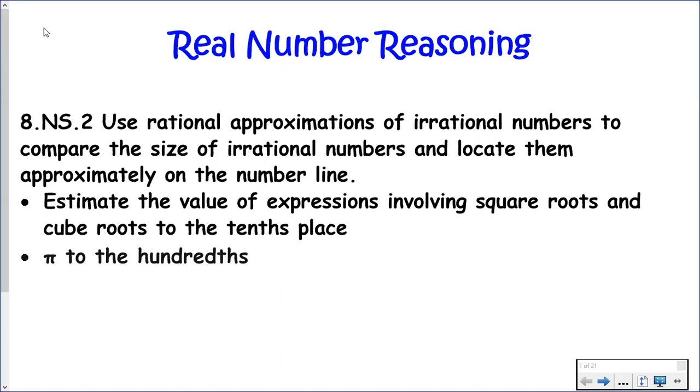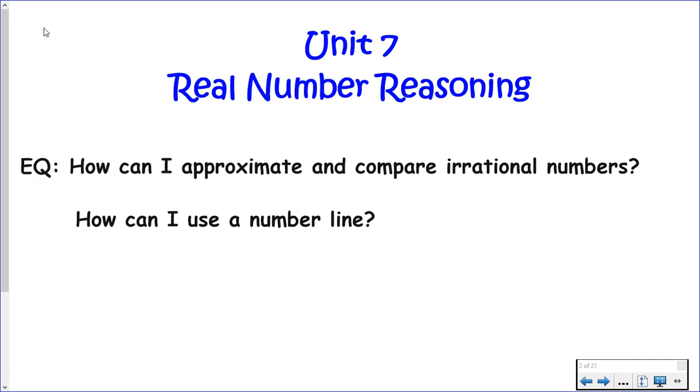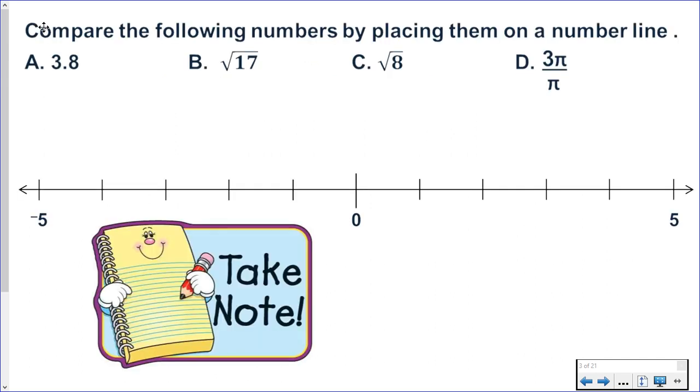Now that we know the definitions of rational and irrational numbers, there are some things that we can do. We need to ask ourselves, how can we approximate and compare irrational numbers? And how can we do that using the number line? So as we go through these problems and examples, please make sure you're taking notes.